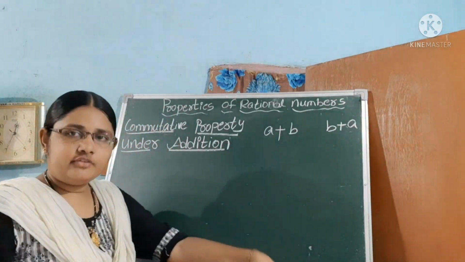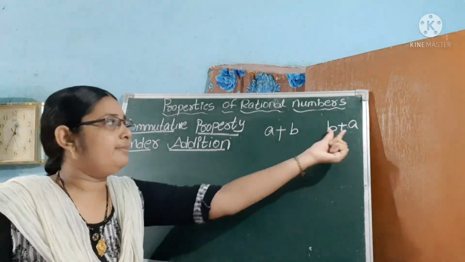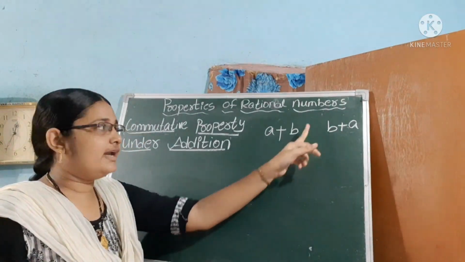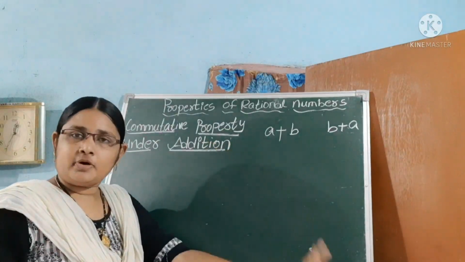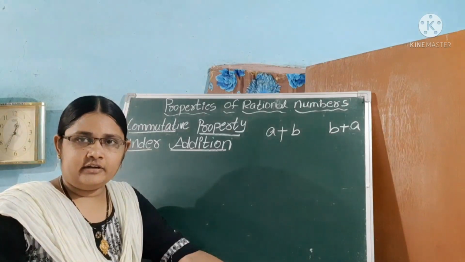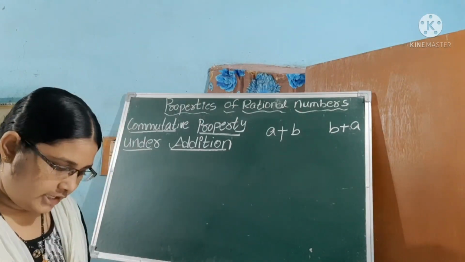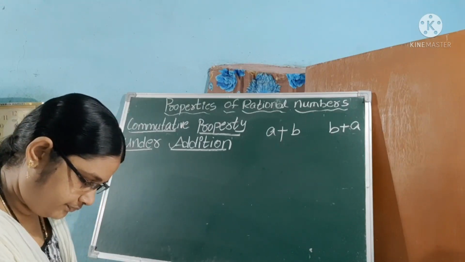Here if we get the same result, that means a plus b result and b plus a result, if we get the same result, commutative property is satisfied. Otherwise, not satisfied. Is it clear? Okay. Let us take any two numbers. Any two rational numbers we take.